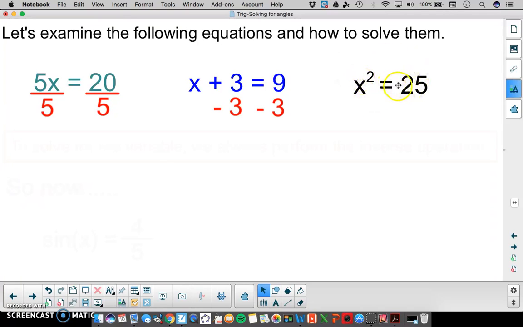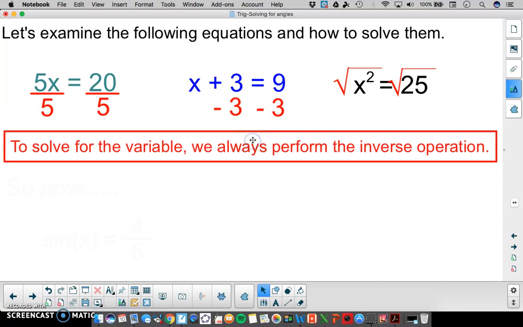In this equation here, x squared equals 25. To get just x, we would have to undo x squared, so we would have to square root both sides to get the solution. Notice each one of these, we're performing an opposite or inverse operation. The opposite of multiplication is division. The opposite of addition is subtraction. The opposite of squaring is square rooting.